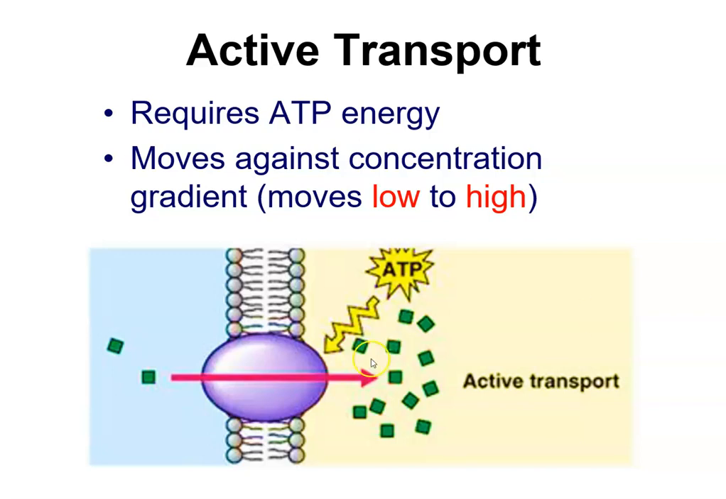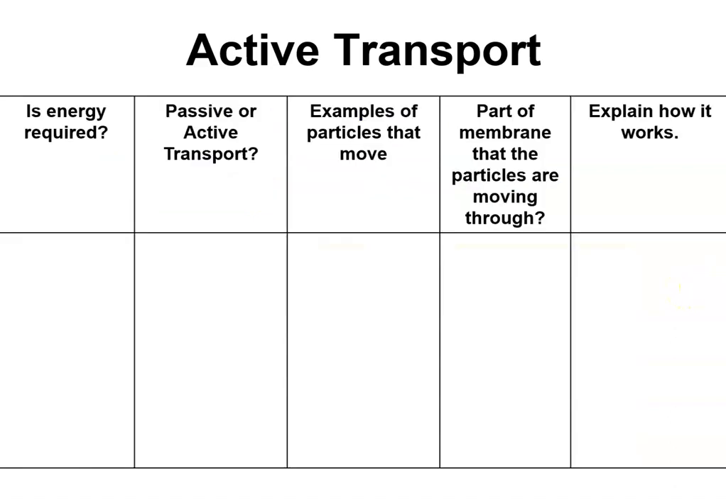And so you're seeing some ATP energy being used. Notice that there's two particles, and maybe we need these two particles to come into the cell where a lot of particles already are. So active transport requires ATP. Does it require energy? Yes. Is it active or passive? Well, it's called active transport, so we would hope it would be active.